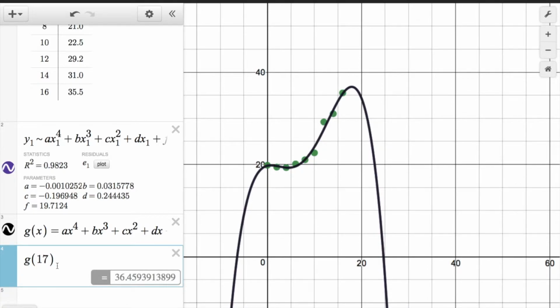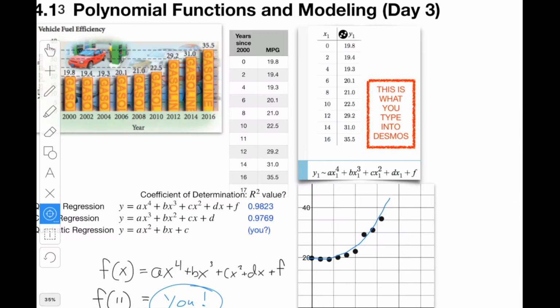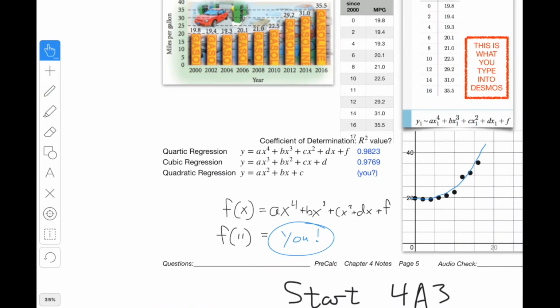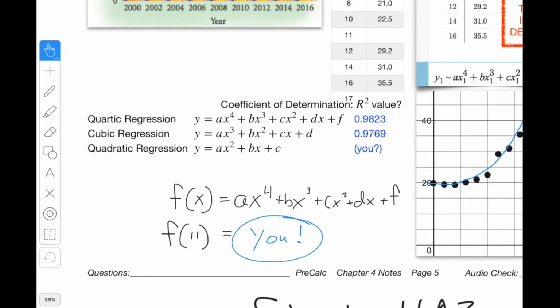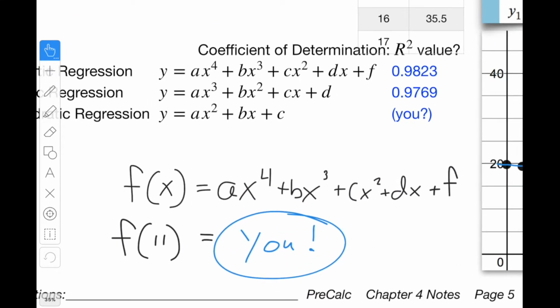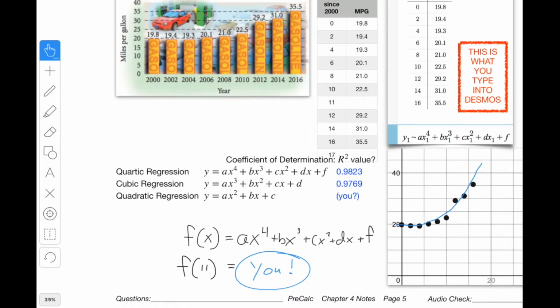I want you to make a prediction for 11 years. What would go in between 10 and 12? So that's how you get a prediction for 17 years since 2000. I'd like you to do the same thing for 11 years. It would fit somewhere right here on the table. In fact, here you can see that if you make just a visual prediction, it would be somewhere in between 22.5 and 29.2. I want you to actually predict using the function in the same way that I did for 17 years. I want you to find the prediction.